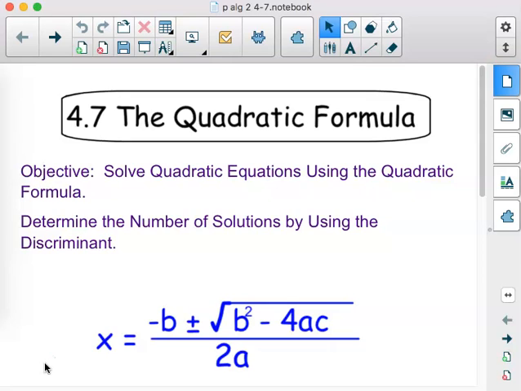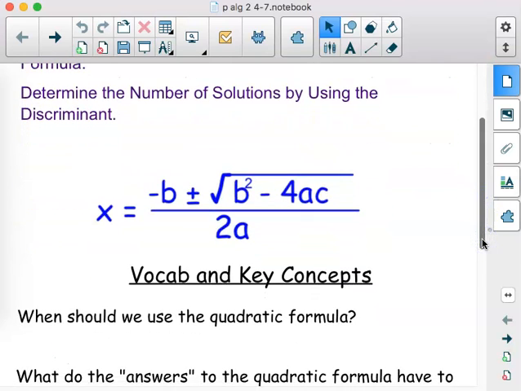Well, sometimes by the time you take the MCAs and the ACTs, you've forgotten how to complete the square. So you always want a backup plan. So solving quadratic equations is what we've been doing this whole chapter, and this is just another way that we can solve. And the second part of this objective, we'll be doing that tomorrow, which is determine the number of solutions by using the discriminant. So here is the quadratic formula.